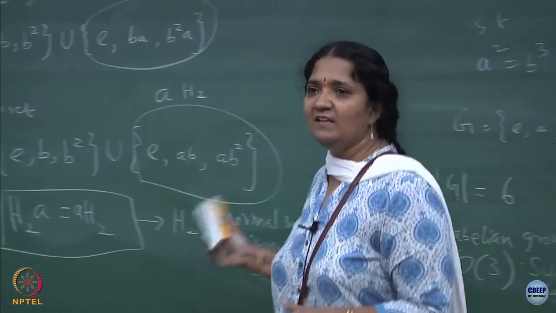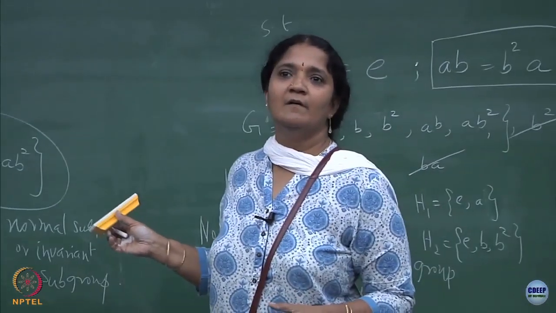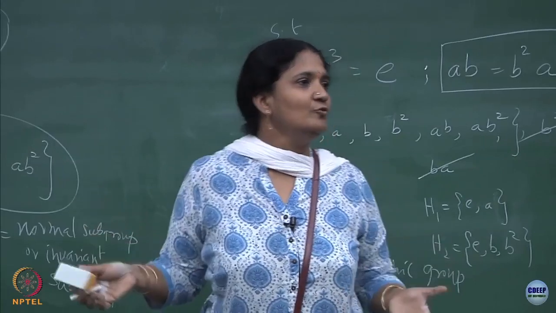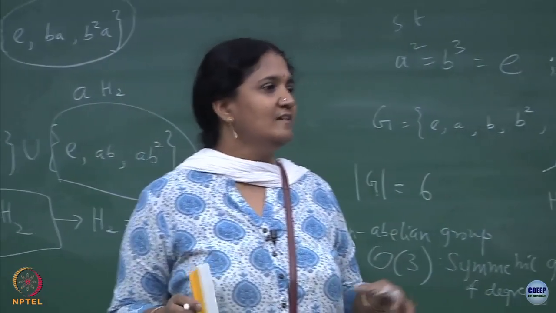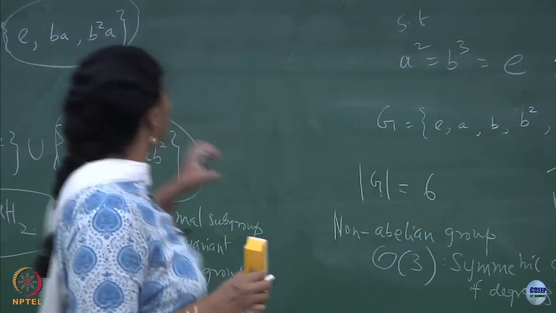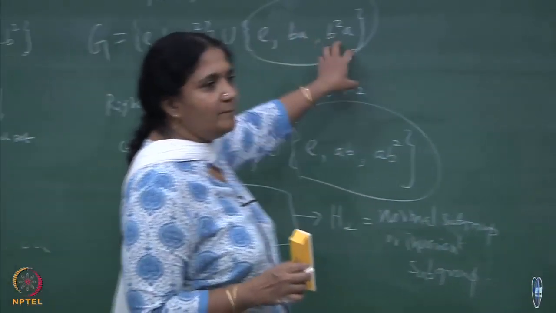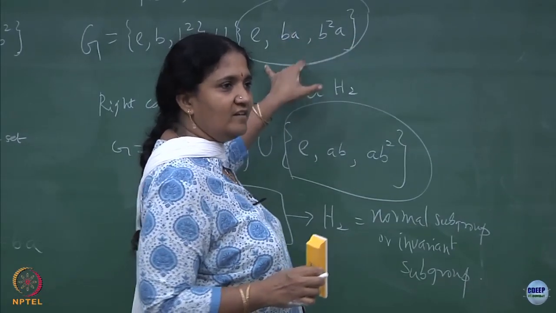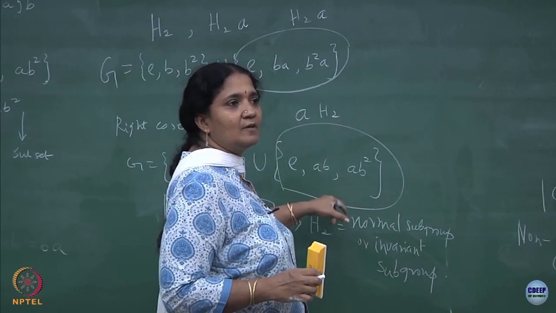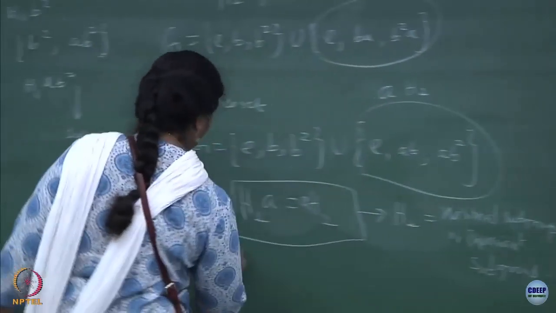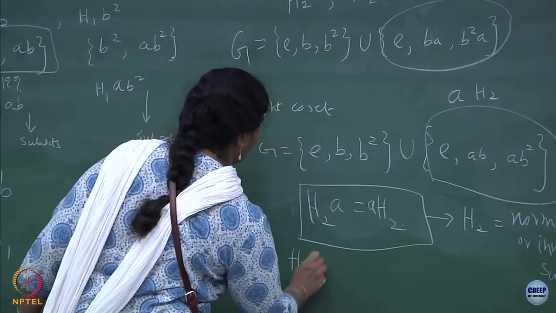And then I took another subgroup. In that subgroup, we do see that the left coset and right coset are actually giving you the same subsets. This subset order may change. I do not care about the order in the set, but you get the same elements. You can check that H2 with AB.